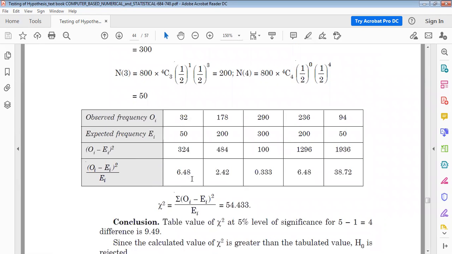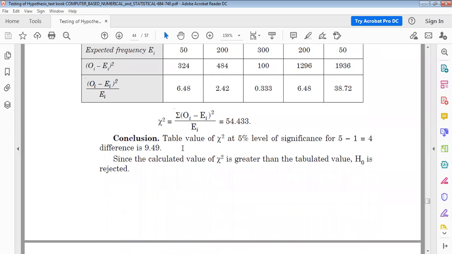We get 6.48 after dividing by this expected value. This divided by 50 we get this. This divided by 200 we get this. This divided by 300 we get this. This divided by 200 will be this. 1936 divided by 50 will give this. So chi square equals this summation, and taking the sum we get 54.433.